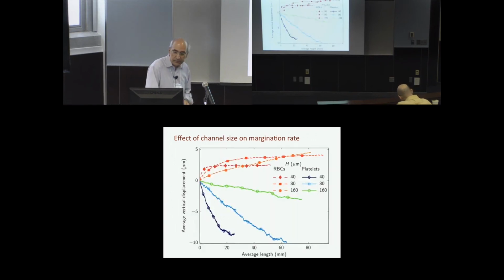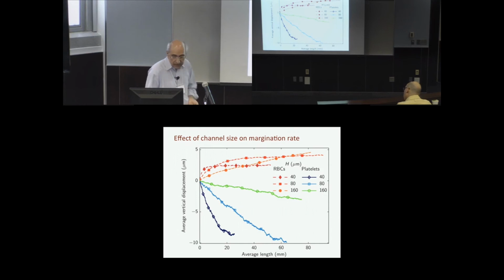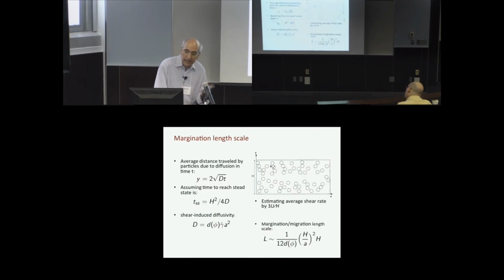So, okay. So now, what would be the effect of the channel size on platelet margination? So we are taking now 3 different channel sizes, 40, 80, and 160 micron, and looking at the platelet margination. So the larger the channel, the slower the rate of margination with respect to the displacement. However, let's scale this.